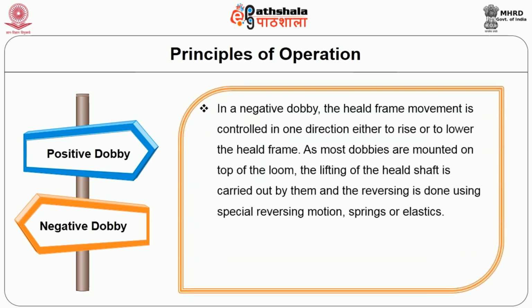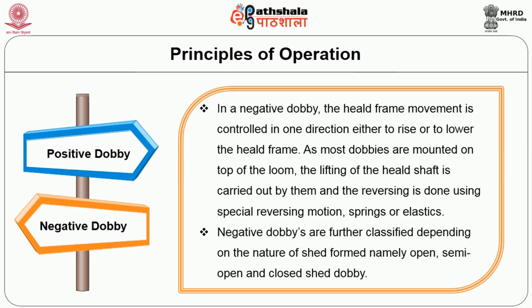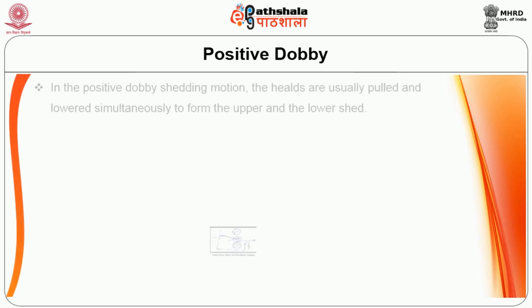Negative Dobby. In a negative Dobby, the heald frame movement is controlled in one direction, either to raise or to lower the heald frame. As most Dobbies are mounted on top of the loom, the lifting of the heald shaft is carried out by them and the reversing is done using special reversing motions such as springs or elastics. Negative Dobbies are further classified depending on the nature of shed formed, namely open shed, semi-open shed and closed shed Dobby. We will talk about a positive Dobby.